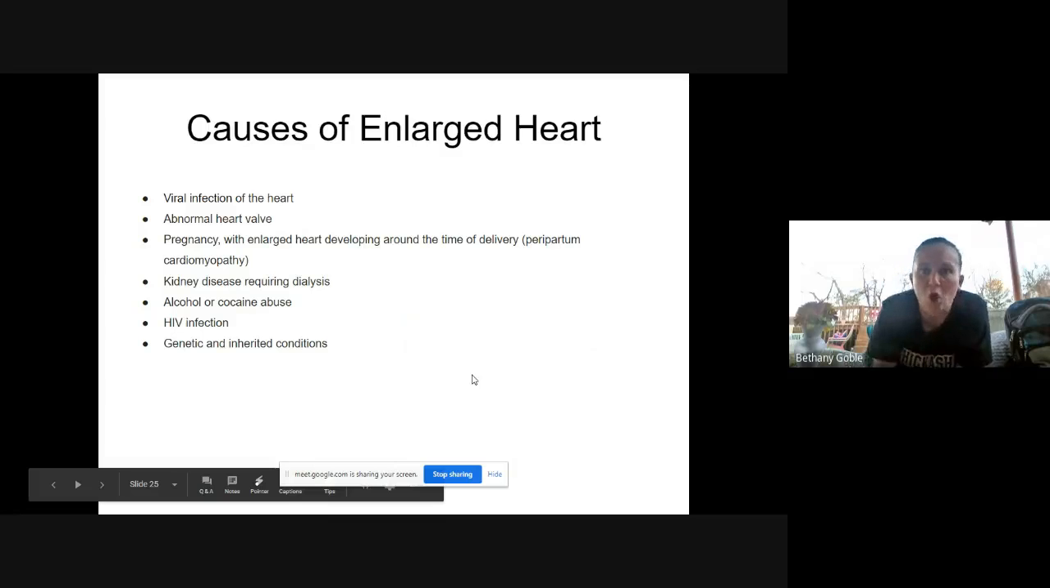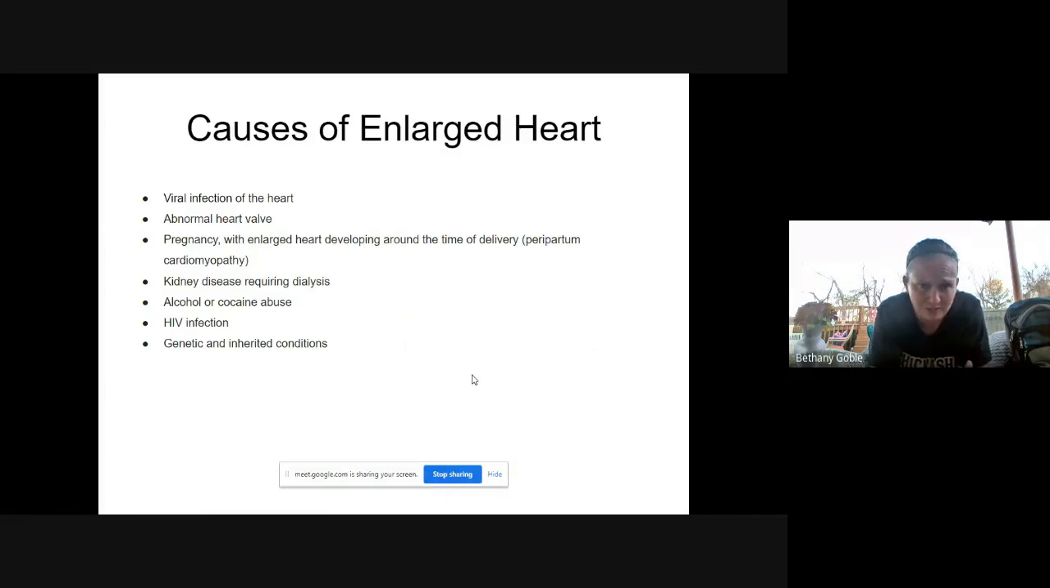All right. So what causes an enlarged heart? Well, any type of infection, you could have a viral infection, it could be an abnormal heart valve. I told you when the doctor first listens to your heart, they'll put in a stethoscope, they're listening for that, to make sure that beat is right. Well, if they hear something isn't closing and opening correctly, it could be an abnormal heart valve that they might have to go in and surgically repair.